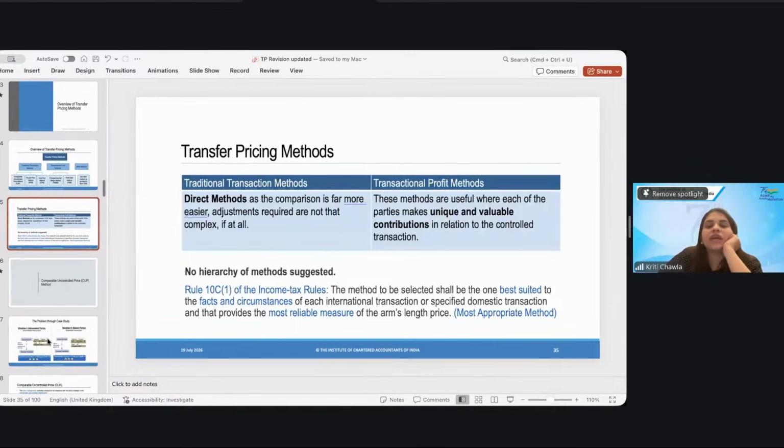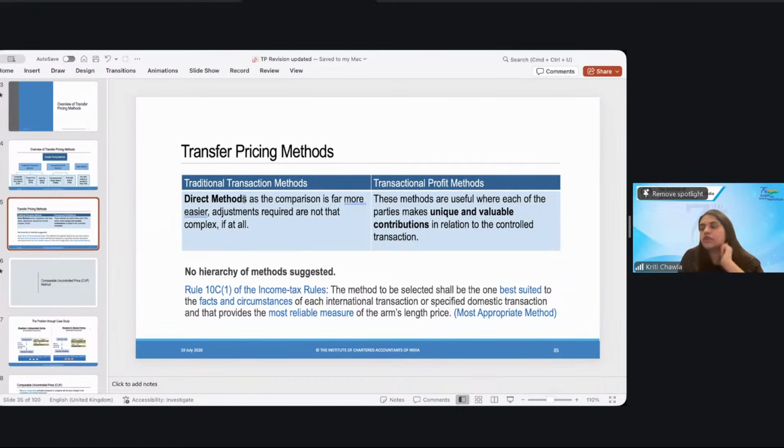Now, the traditional transaction methods, which are CUP, CPM, and RPM, are direct methods, as the comparison is far easier. The adjustments are not that complex, if required at all. And the transactional profit methods are useful where each of the parties makes a unique and valuable contribution in relation to the controlled transaction.